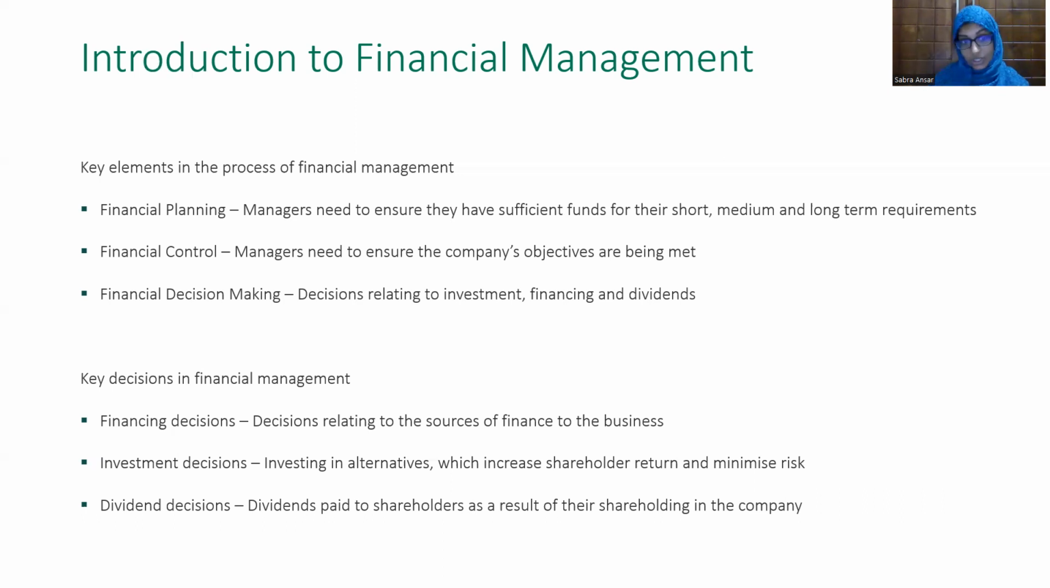First, we'll talk about financial decisions. So what is a financial decision? These are related to the sources of finance of a company, where decisions are made accordingly. Investment decisions concern the alternatives the organization should move towards to increase the shareholders' return while minimizing the risk. Dividend decisions are decisions regarding dividends paid to shareholders, which result from the shareholding of a company.